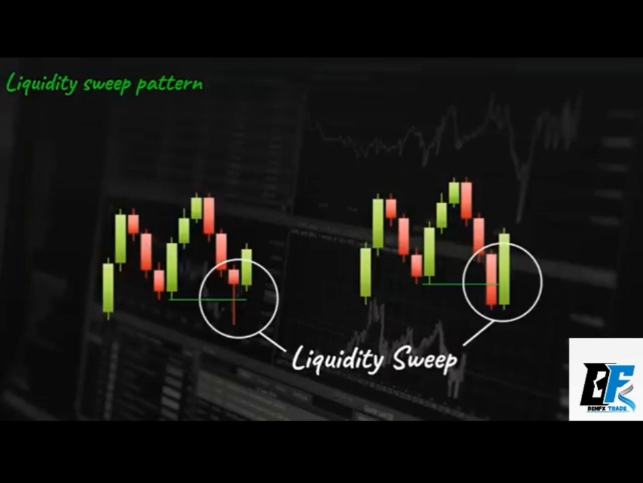In an uptrend, the bullish liquidity sweep is a sign of upward continuation, and a bearish liquidity sweep signals a possible reversal. The same concept applies to a downtrend. A bearish liquidity sweep signifies a downward continuation, and a bullish liquidity sweep signals a possible reversal. Now let me show you how we combine the liquidity sweep pattern with RSI divergence with a real chart example.